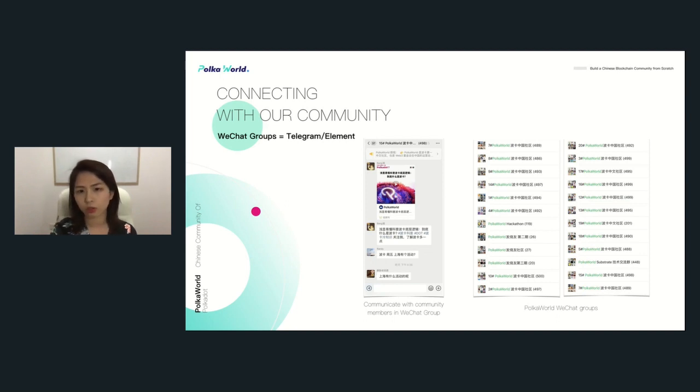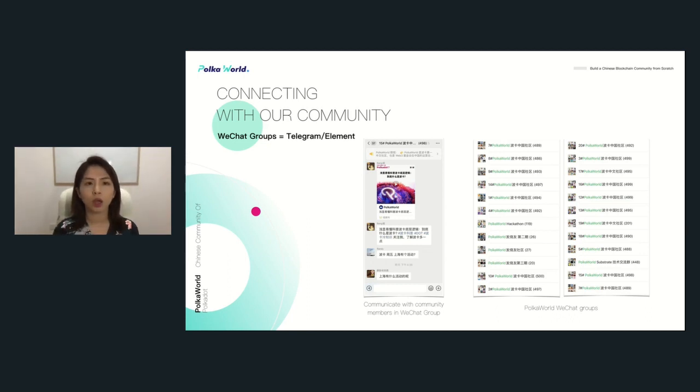And the picture on the right shows our PolkaWorld WeChat groups. Now we have 20 WeChat groups. Each of them has about 500 people. And we also have created some groups especially for Substrate developers and our translator volunteers. So I think it's a really good tool you can use to communicate with your community.